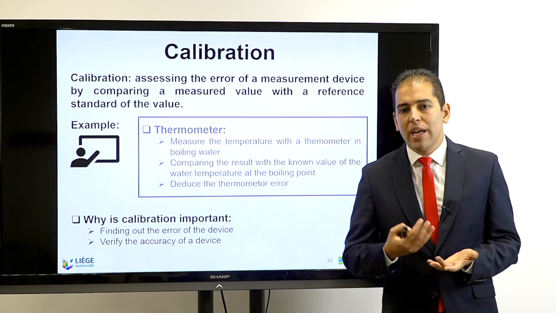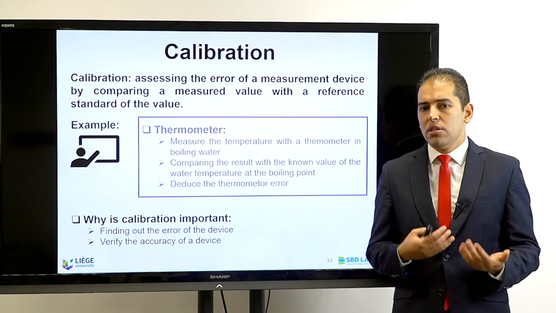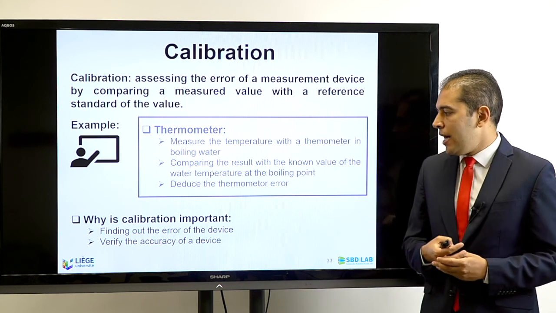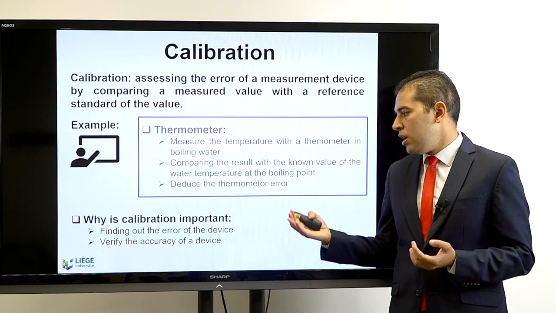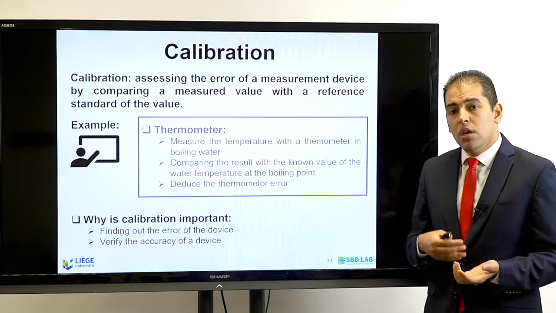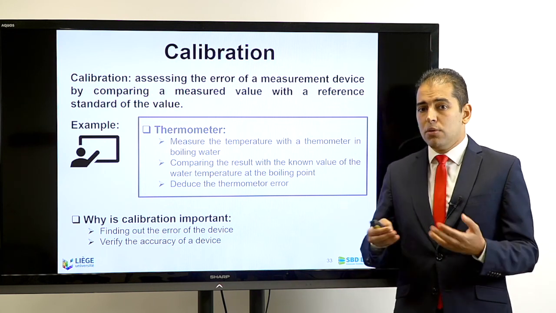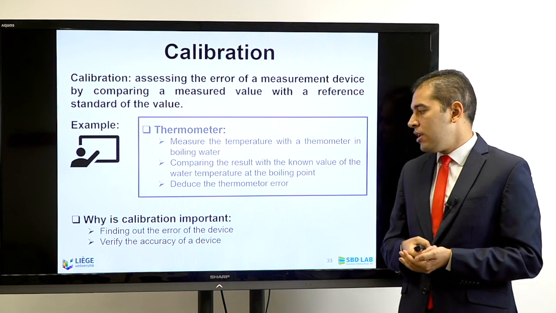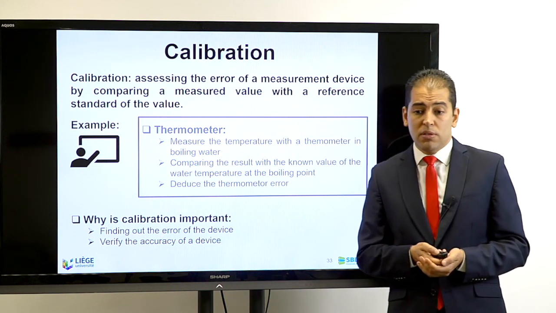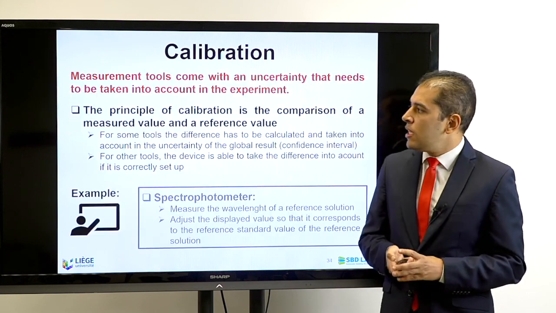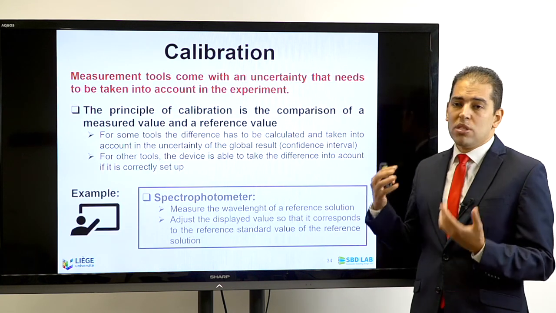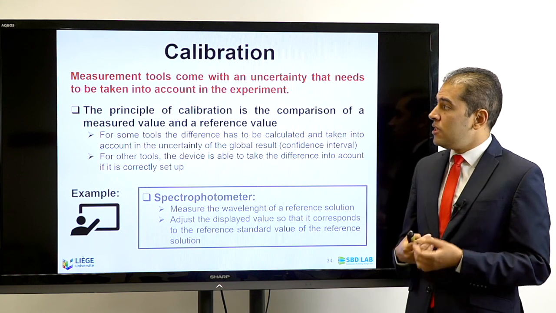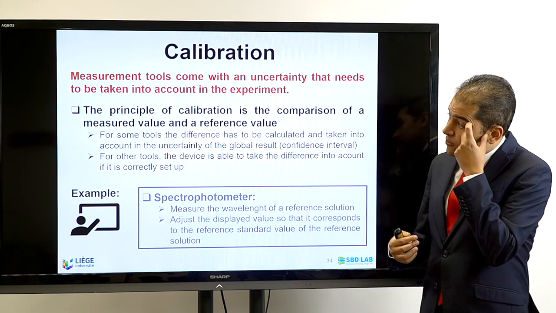And normally we do calibration every 6 months or every year, depending on the equipment and the device. And it is very important because it will allow you to find out any error when you are conducting your test. So therefore we always put a range of error related to the equipment, and it allows us to verify the accuracy of the device. So calibration is so important in this regard, and measurement tools come with an uncertainty that needs to be taken into account when we conduct the experiment.